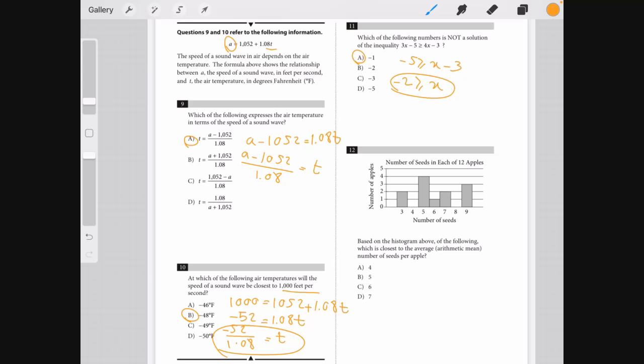All right. Based on the histogram above, of the following, which is closest to the average number of seeds per apple? So we have 12 apples, and this is showing the number of seeds in each apple. All right. So basically, we have 3 seeds in 2 apples. So we want to find out all the seeds divided by all the apples.